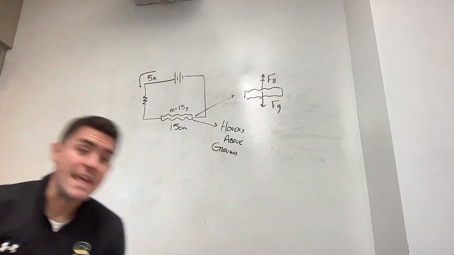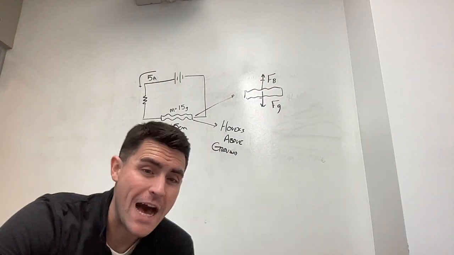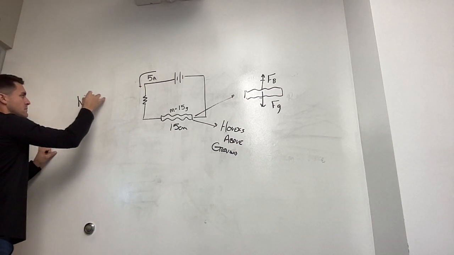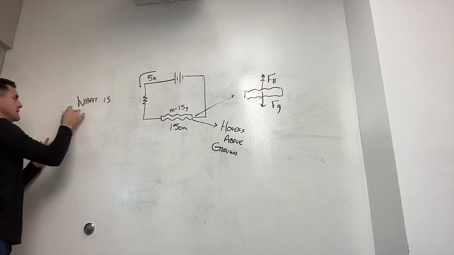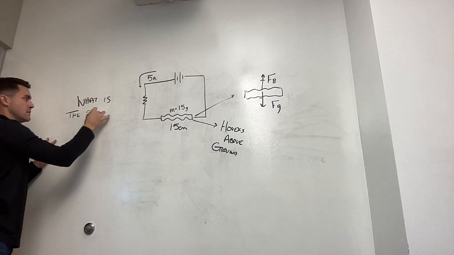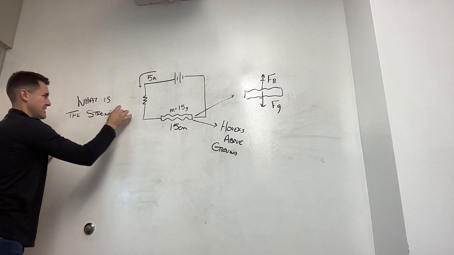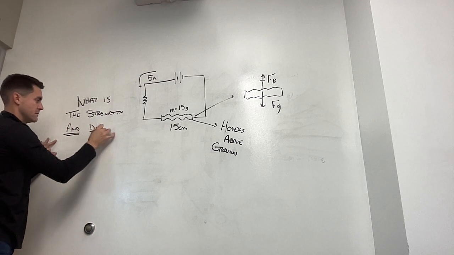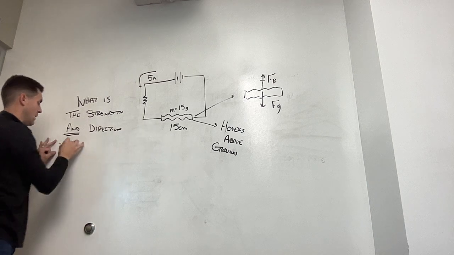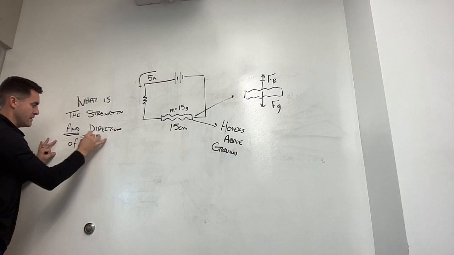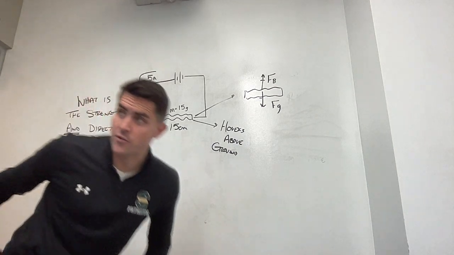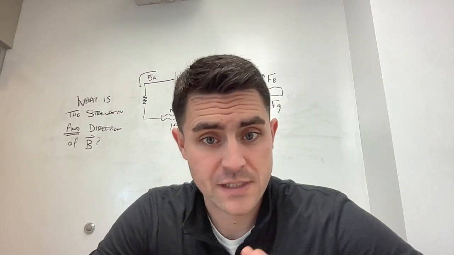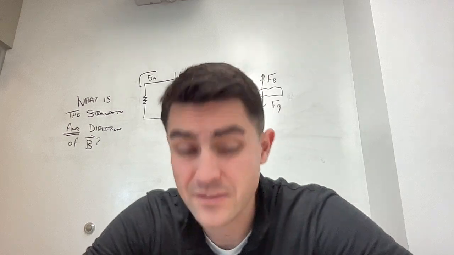Now here's my question. If this thing hovers when I turn on the magnetic field, my question is, what is the strength and the direction of that B field? Okay? What is the strength and direction? The first thing, let's go ahead and just use our right-hand rule to figure out what the direction of this is. It's the right-hand rule. It's qualitative. I can easily do this.